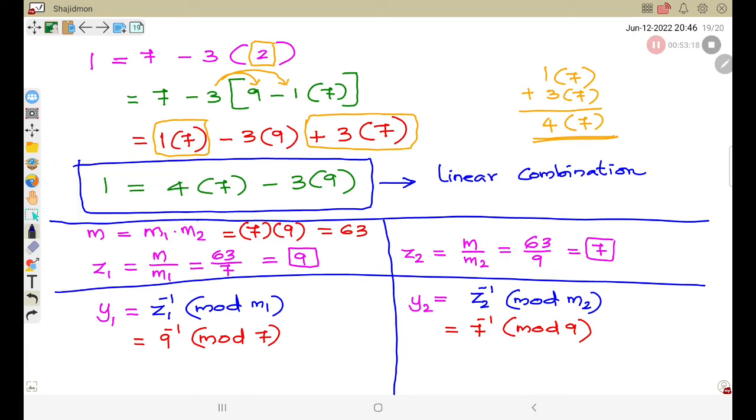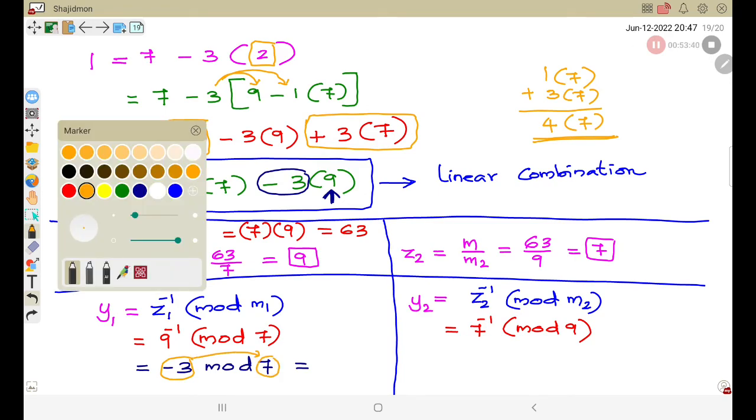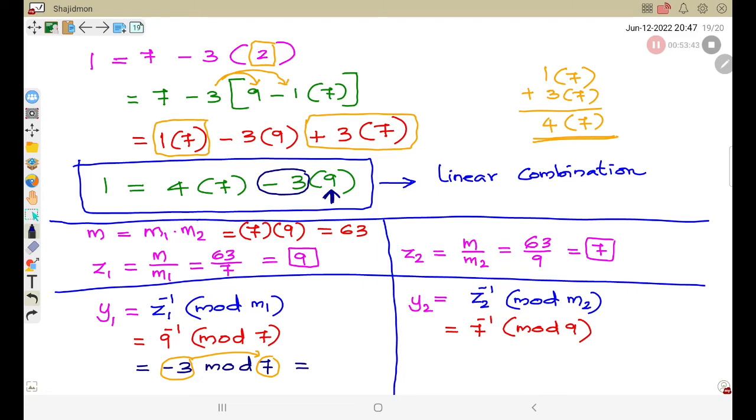Now check this number from the linear combination. What are the answers? 9 inverse. So 9 is here. So what is the number behind 9? Minus 3. See here, minus 3. So minus 3 mod 7. What I told, just add the number: minus 3 add with 7. I hope you understood. Minus 3 plus 7. We did many questions, so you will get 4.